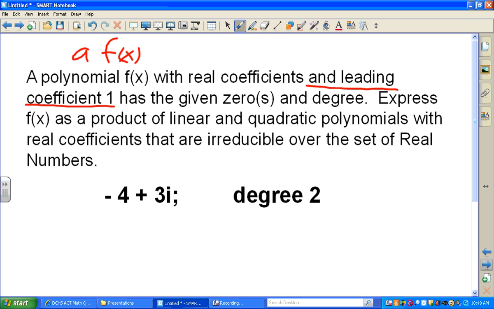Given zeros in the degree. So your answer has to have degree 2. How would you write it? First of all, how would you write this as a factor?